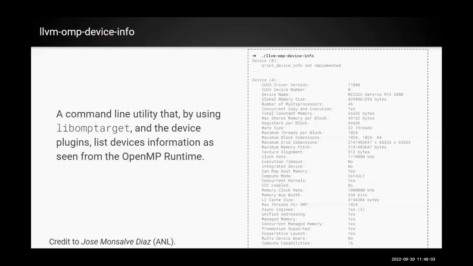LLVM OpenMP device info is a neat executable that is built automatically. You run it. It tells you what LLVM sees currently as devices and information about those devices. So it lists them all and says, oh, I see this GPU, that GPU, and this host thingy, and here's a couple of key data about it. It's just good to get an idea what the OpenMP runtime sees, so you don't get confused.